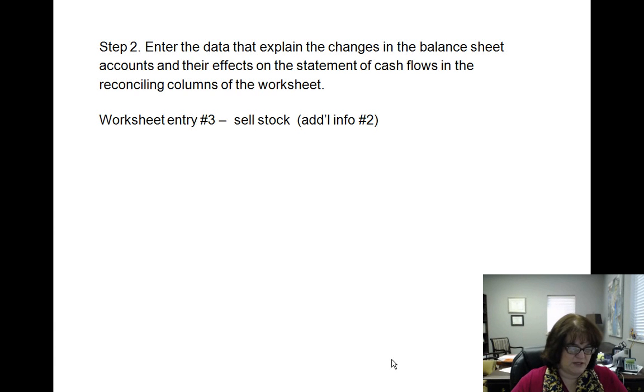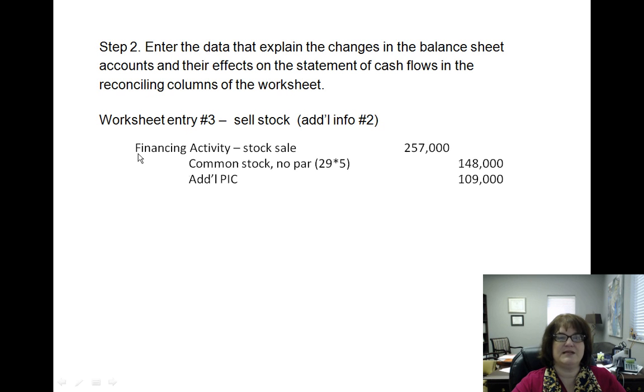On November 1st, 2014, 29,600 shares of no par stock were sold for $257,000. The Board of Directors voted to regard the $5 per share as stated capital. All right, now that definitely has a cash effect. We're getting $257,000 for selling stock, and we've already said that that represents a financing activity. So the journal entry we would make in the worksheet would show a debit to financing activity for stock sales, $257,000, a credit to common stock no par for the 29,600 shares at $5 a share, and additional paid-in capital for the difference.